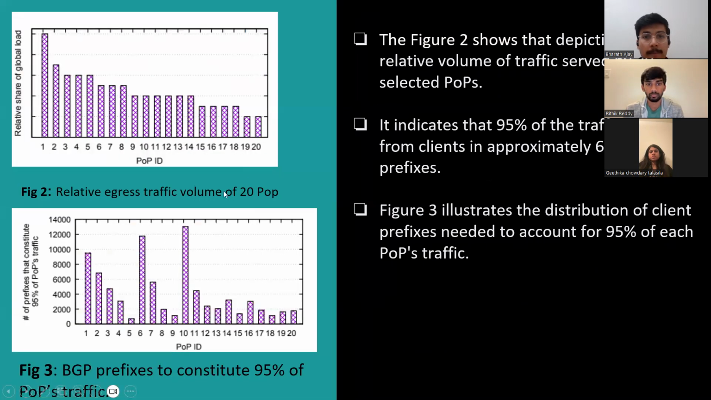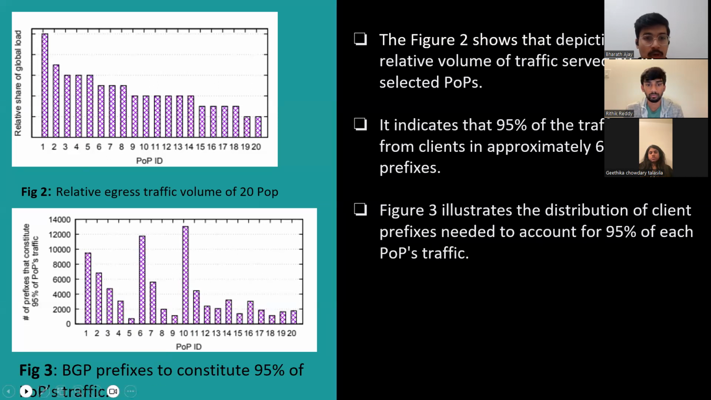Moving on to the next slide. Here, figure 2 describes the relative egress traffic volume of 20 PoPs. It indicates difficulties managing the egress traffic due to the rich connectivity and varied traffic characteristics. To address these challenges, Facebook introduced Edge Fabric, a system to optimize routing for egress traffic. Edge Fabric receives Border Gateway Protocol information, monitors the capacities and demand dynamically, and determines how to assign traffic to routes. Overcoming the limitations, the system has been in operation for 4 years. The evaluation indicates that traffic originates from clients in approximately 65,000 prefixes accounting for 95% of traffic. Here, figure 3 illustrates the distribution of client prefixes needed to account for 95% of each point of presence's traffic.